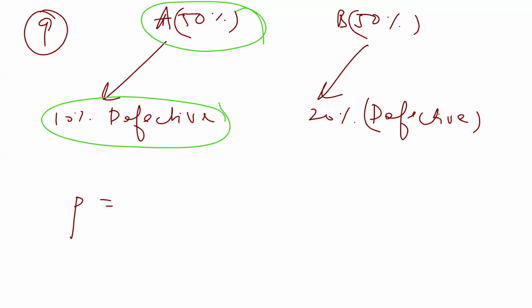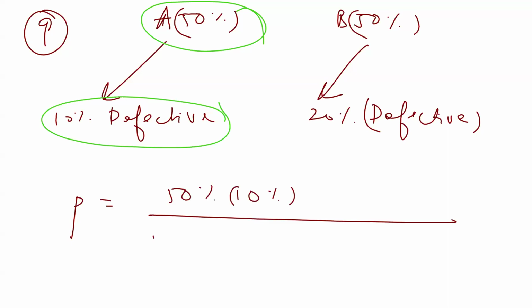So this is equal to 50% into 10% upon 50% into 10% plus 50% into 20%. Question number 10, you can actually do it on your own. I'll take you to question number 11.